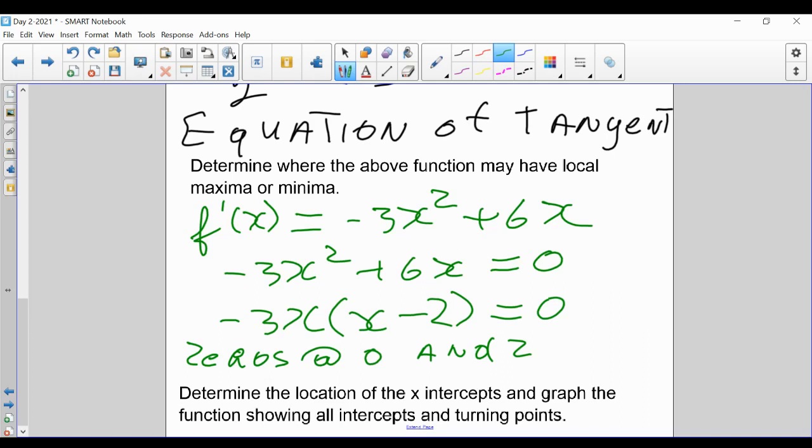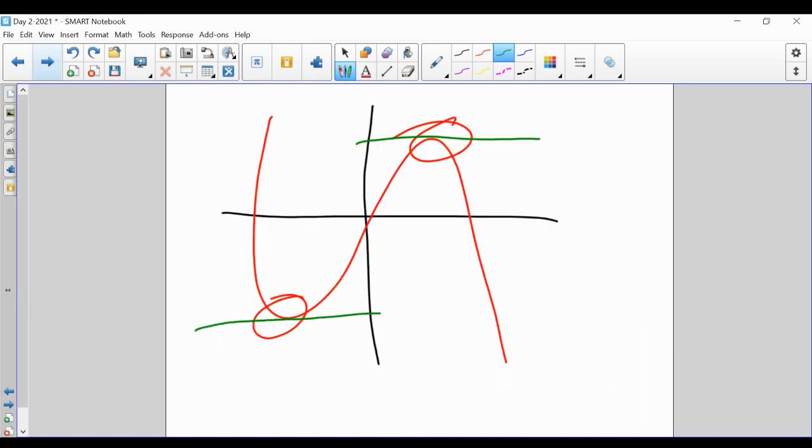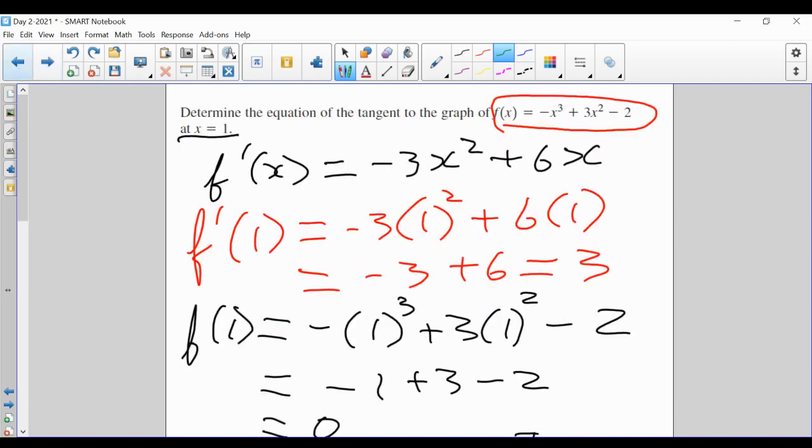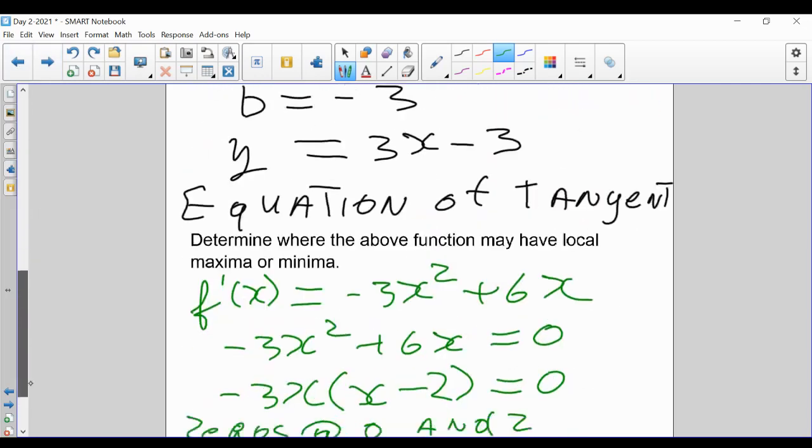As to which one is a max, which one is a min, we can probably guess because this function goes from quadrant 2 to quadrant 4 based on its end behavior. So the first one that we got, well, there's a 0 and there's a 2. I'd say the first one is probably a min and the next one is probably a max. But for right now, we're not going to get into how to differentiate between maxes and mins. It's just asking for local max and min. So we're just going to assume that one is a max and one is a min.